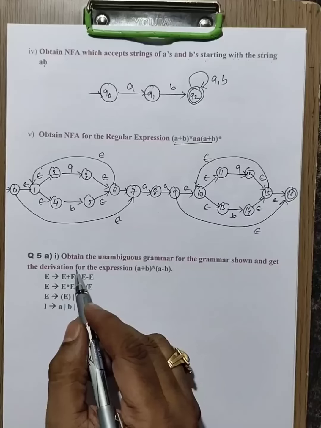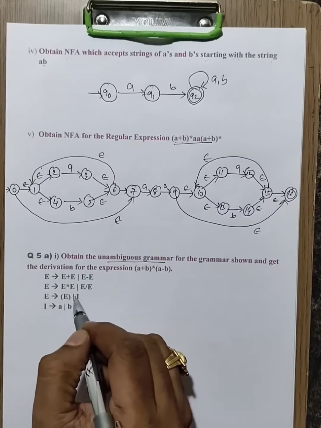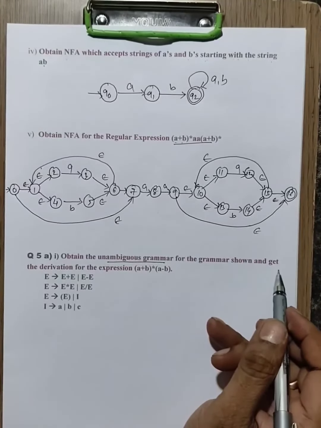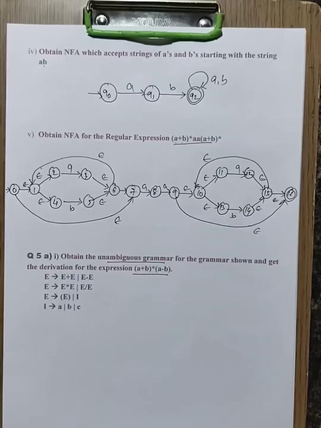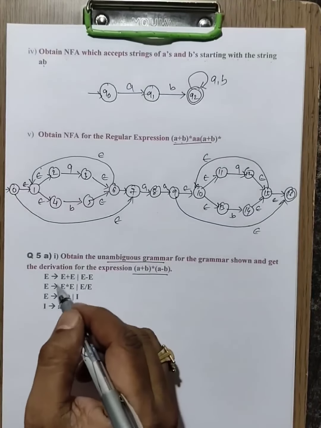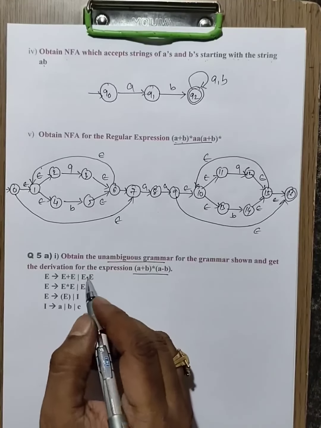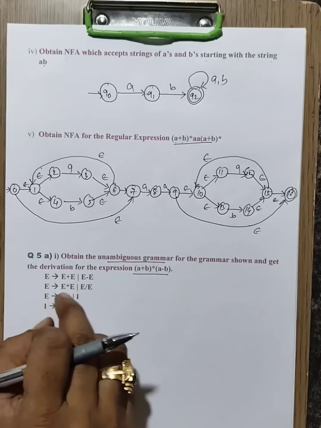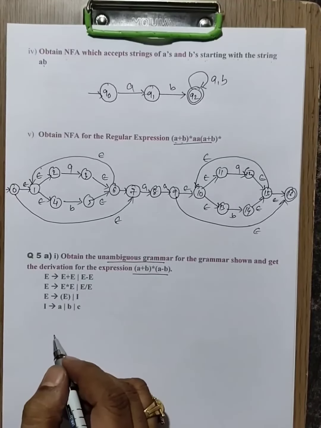Next, obtain an unambiguous grammar. Here it says this grammar is ambiguous. Obtain the unambiguous grammar for the grammar as shown and get the derivation for this string. We have to write the derivation, then the unambiguous grammar. For the unambiguous grammar, we replace the variables. From here id plus id star id can be generated. We have to replace the variables so that the same grammar does not generate more strings.